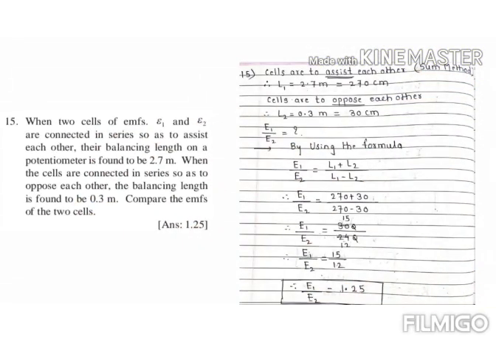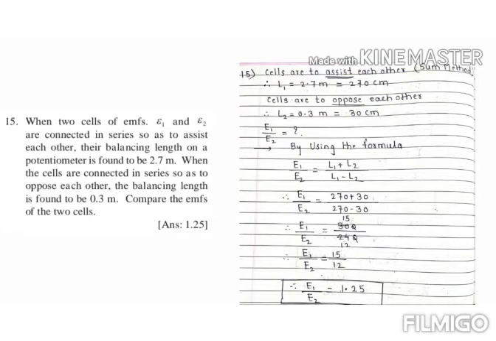The next numerical is: when two cells of EMFs E1 and E2 are connected in series so as to assist each other, their balancing length on the potentiometer is found to be 2.7 meter. When the cells are connected in series so as to oppose each other, the balancing length is found to be 0.3 meter. Compare the EMFs of the two cells.